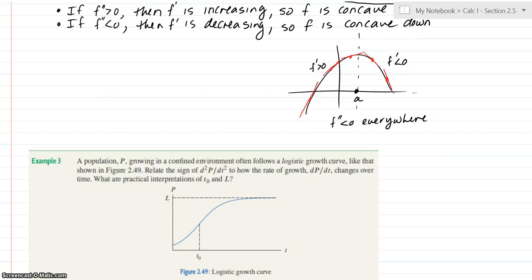So let's look at example 3. It says a population growing in a confined environment often follows a logistic curve like the one shown in 2.49. Relate the sign of the second derivative to how the rate of growth, the first derivative, changes over time. And what are the practical meanings of t0 and L?